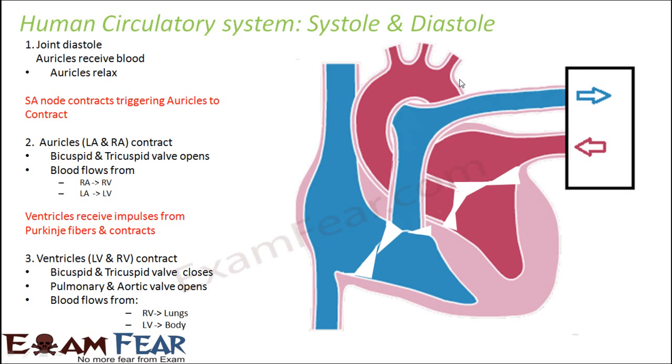This knowledge, let us now try to understand the human circulatory system, which is nothing but a process of contraction and relaxation. The terms given for contraction and relaxation are two specific scientific terms called systole and diastole. So systole is for the contraction and diastole is for relaxation.